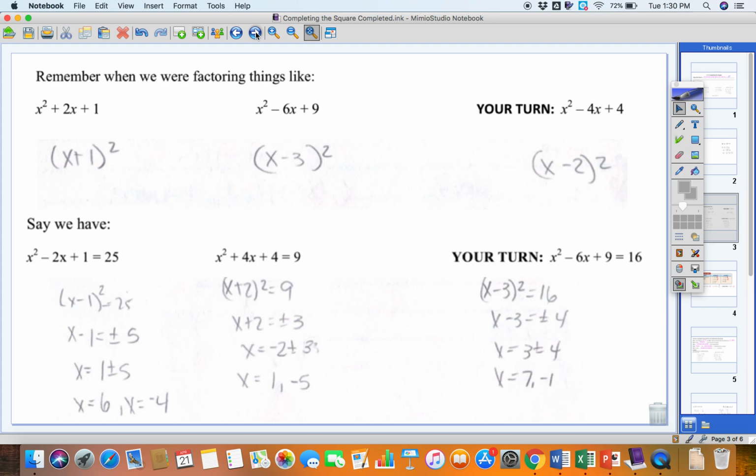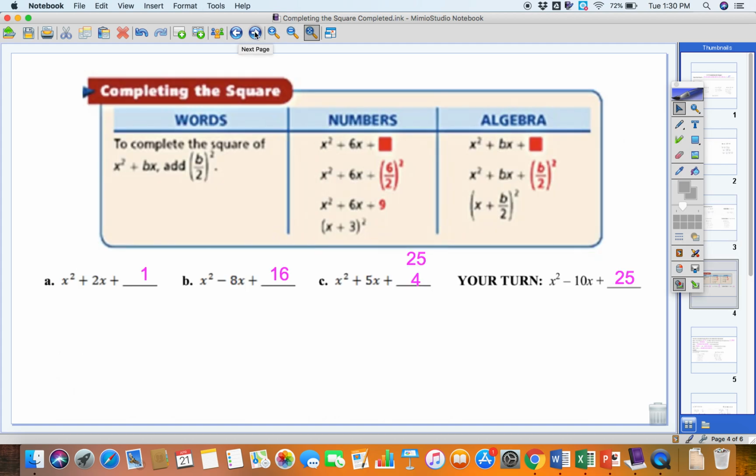All right, so moving along to actually completing the square. To complete the square of x squared plus bx, you're going to add b divided by 2 squared. So what that looks like with the numbers, if you have x squared plus 6, you're going to take the b value, which is the 6, and divide it by 2. And that's what you're going to add squared to the end. So here you have the 6 divided by 2 squared. Well, 6 divided by 2 is actually 3. 3 squared is 9. So it is x plus 3 squared.